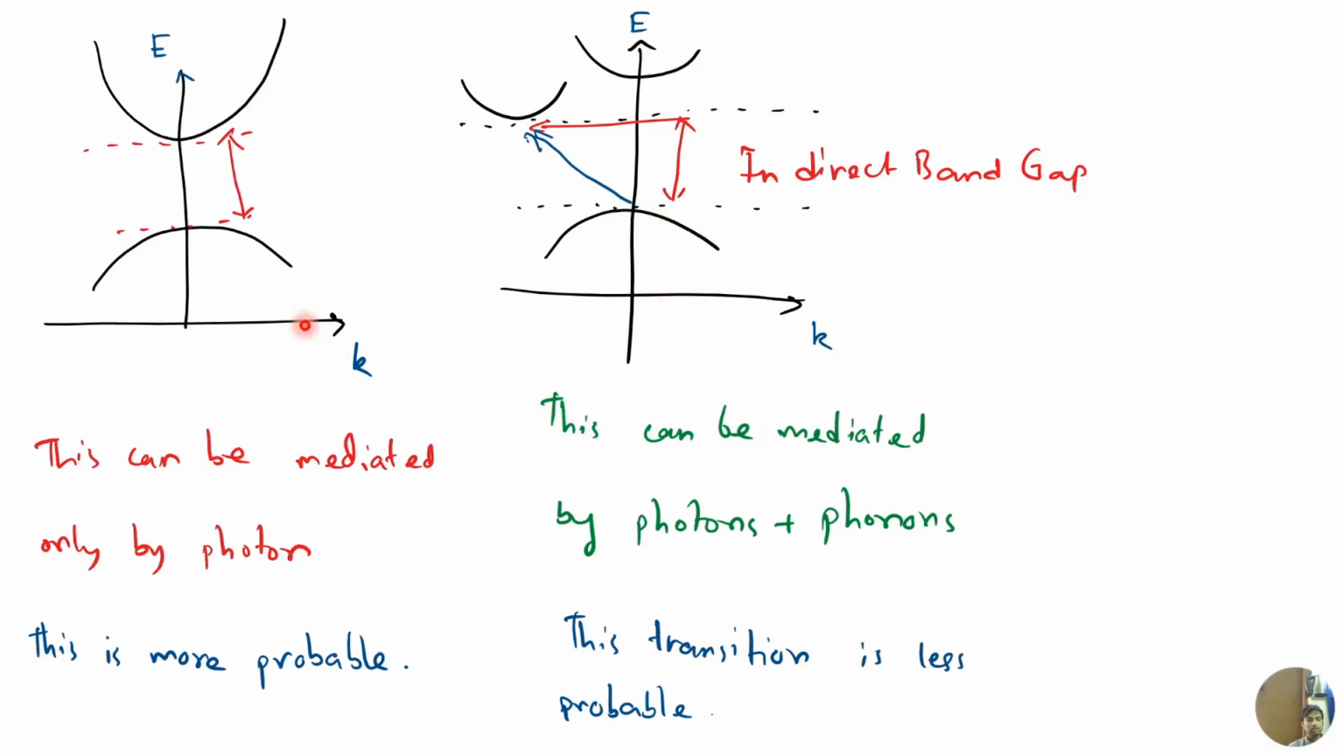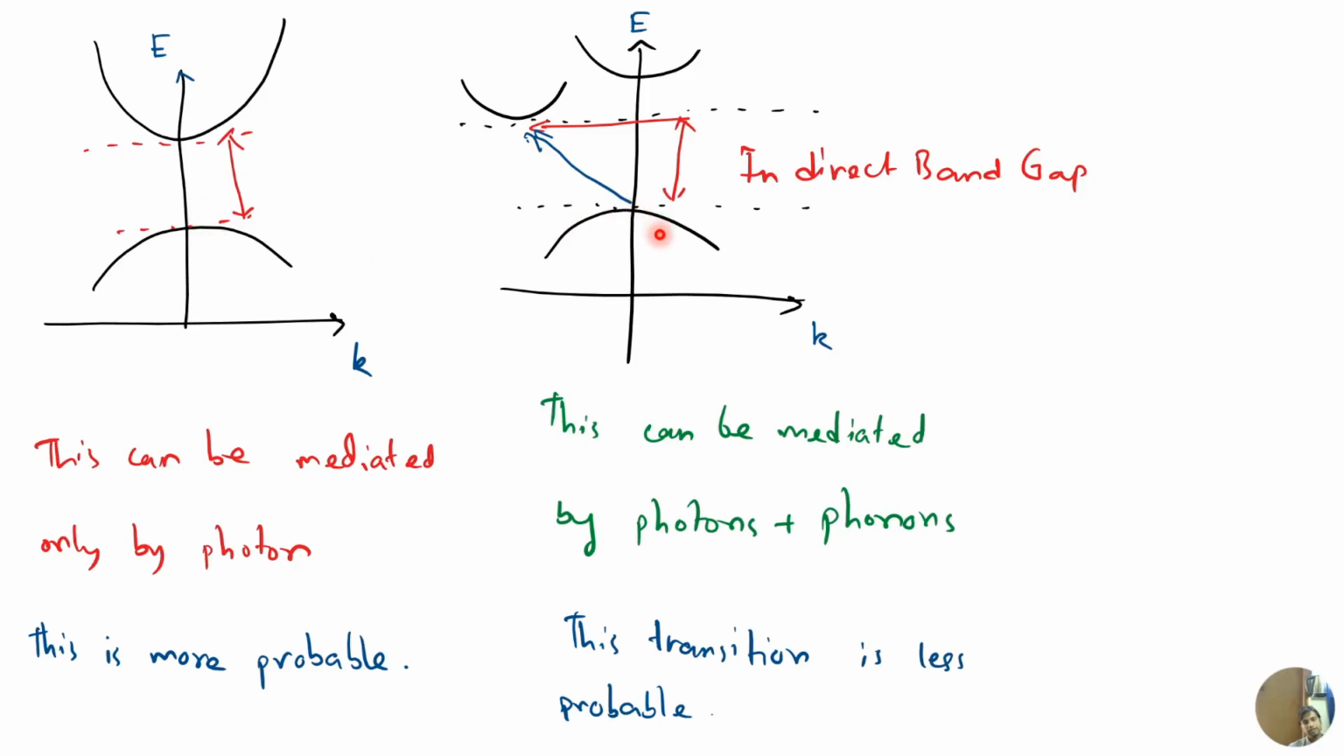And when we want some interaction with light, direct band gap materials can interact directly with photons, because the photon dispersion relation is quite steep, so the k vector here has to be really 0. So these direct transitions are allowed in the case of photons.